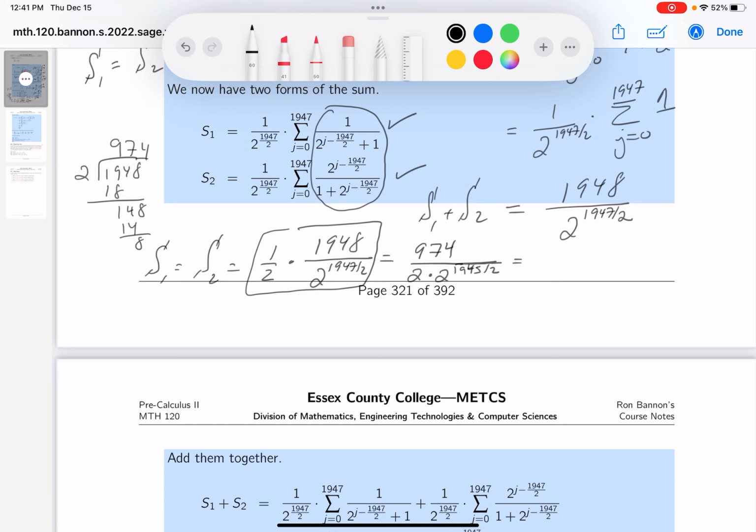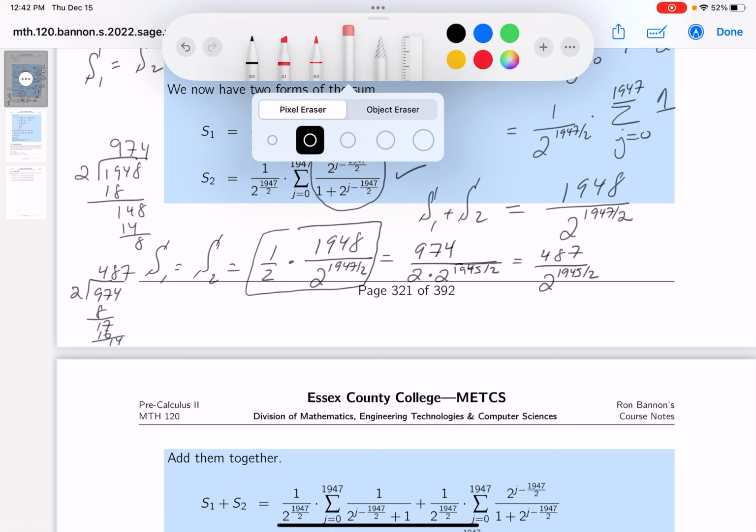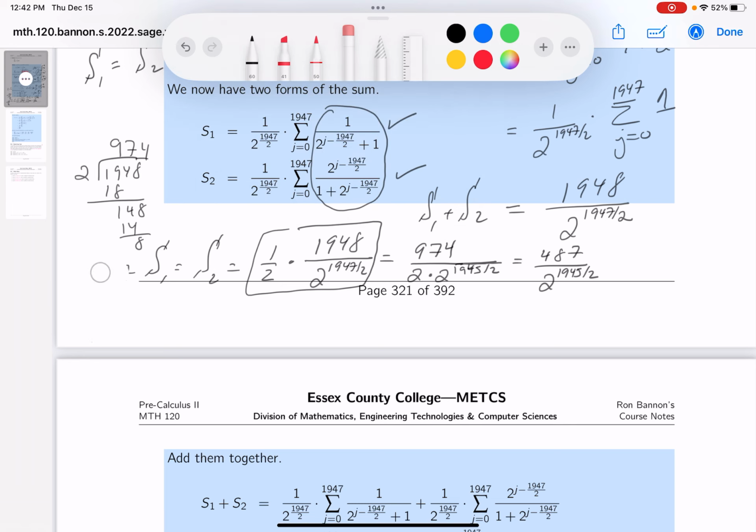over 2. And 2 goes into 974. Let me write that down for you. Let's see, 4. That's 8. 1, 7. Let's see, 8. That's 16. 1, 4. And you get a 7. So 487. And then you get 2, 1945 over 2. Let me get my eraser out, kind of get rid of my baby arithmetic. We have an answer key to look at, don't worry. I'm kind of done with that.